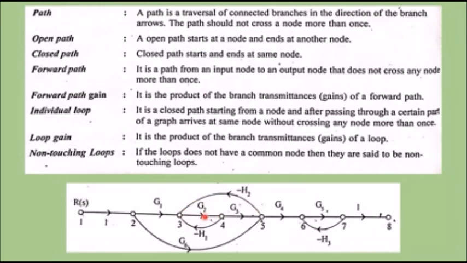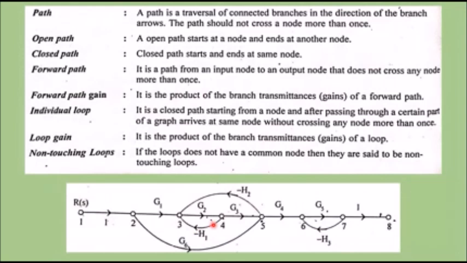Then what is the loop gain? Gain means when you travel from one point back to the same point, you multiply the gains available in this path. Let's consider from 3 to 4, and again 4 to 3. So what is the loop gain? It is G2 into minus H1. So minus H1 G2.